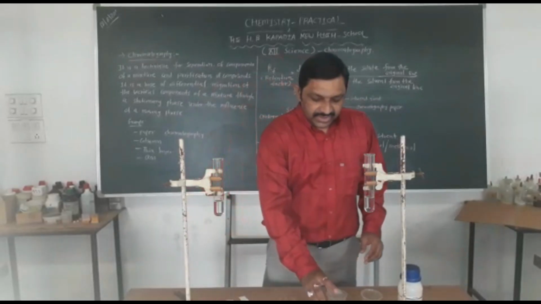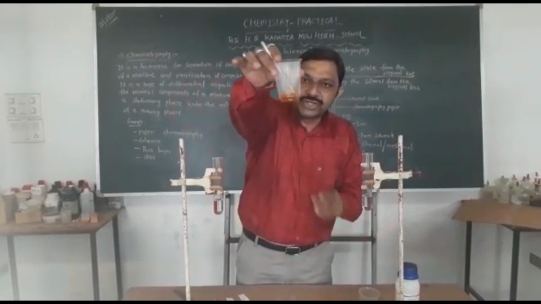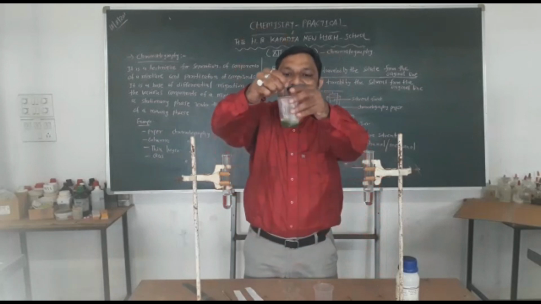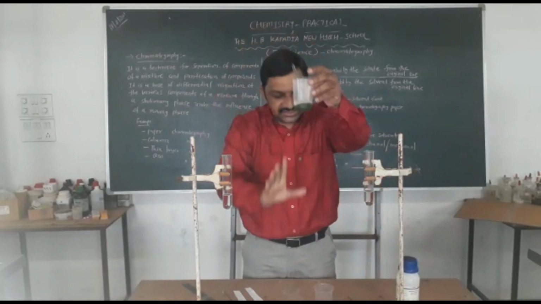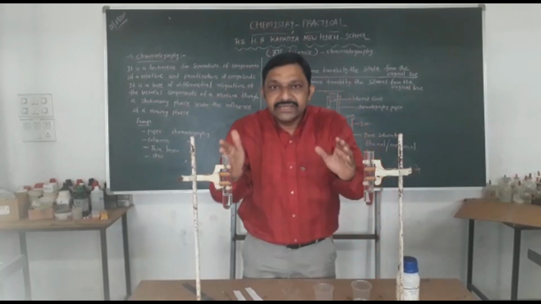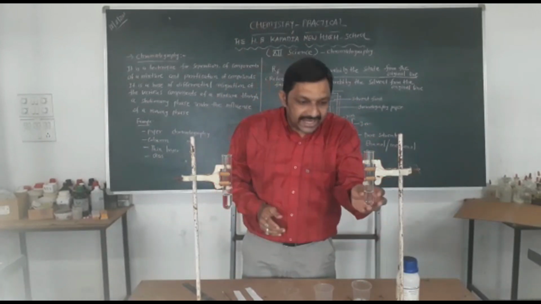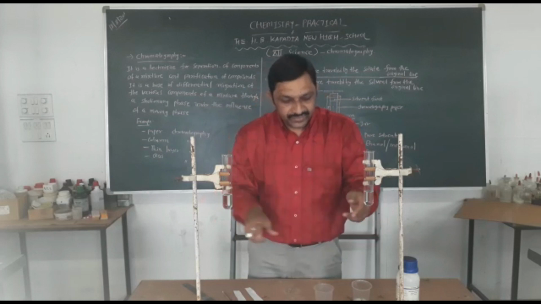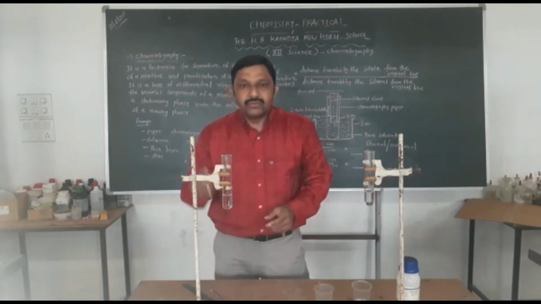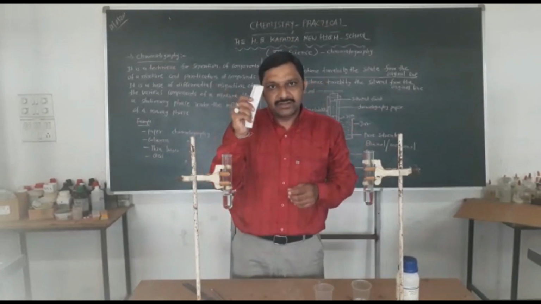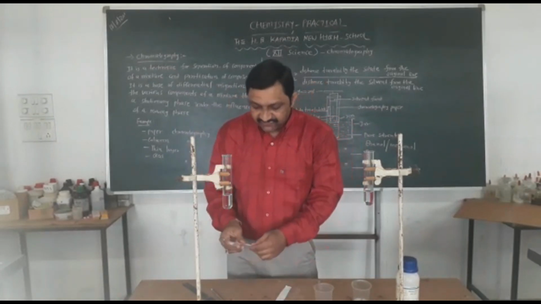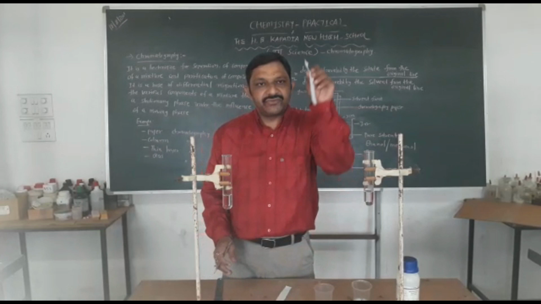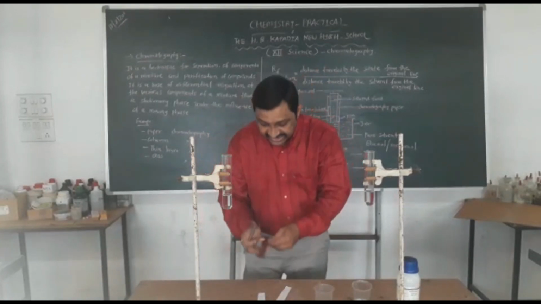Now listen. Here is your marigold solution and here is your spinach solution. We are using a test tube, and in the test tube here is your solvent, methanol or ethanol. Now look here, here is the Whatman filter paper we are using. First of all we have to measure 3 centimeter from the lower side.